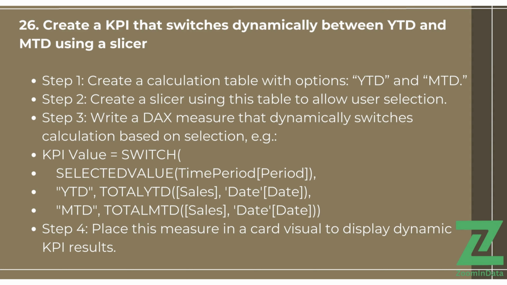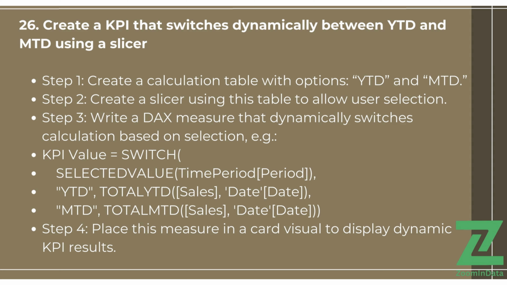26th question. Create a KPI that switches dynamically between YTD and MTD using a slicer. Step 1. Create a calculation table with options YTD and MTD. Step 2. Create a slicer using this table to allow user selection. Step 3.